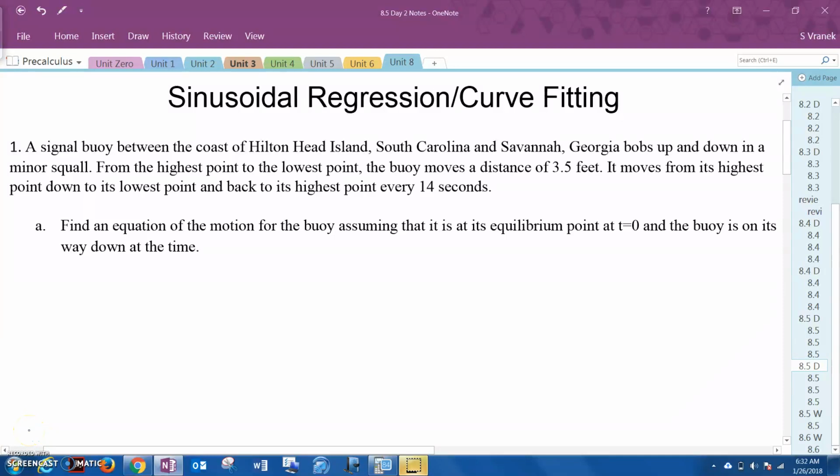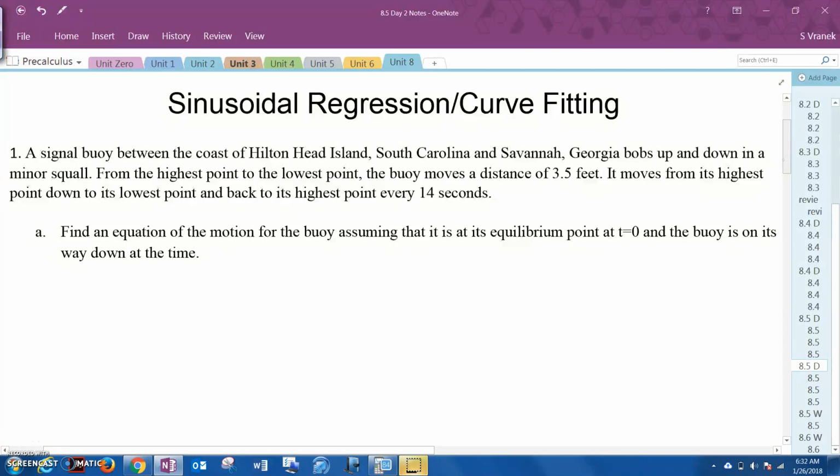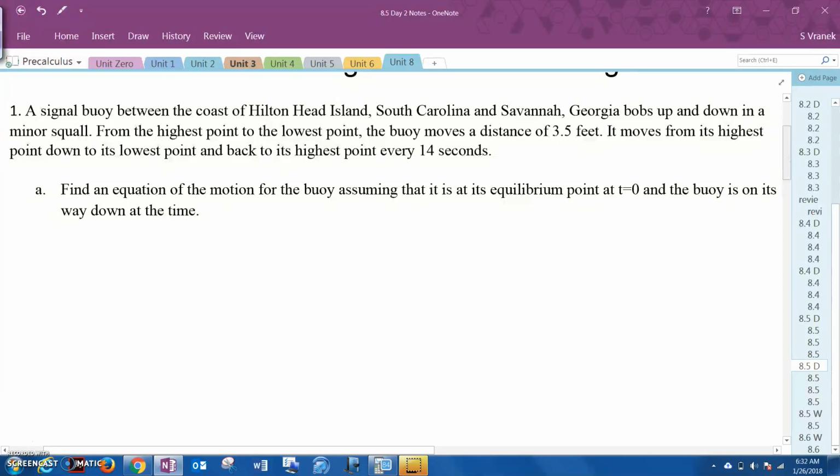Alright class, this is 8.5, day 2. We're doing just word problems, fitting curves with data, and also figuring out word problems with using sine and cosine. So with these problems, all you have to do is basically sketch out all the information that's given, and then get your A, B, C, D value to create your equation.